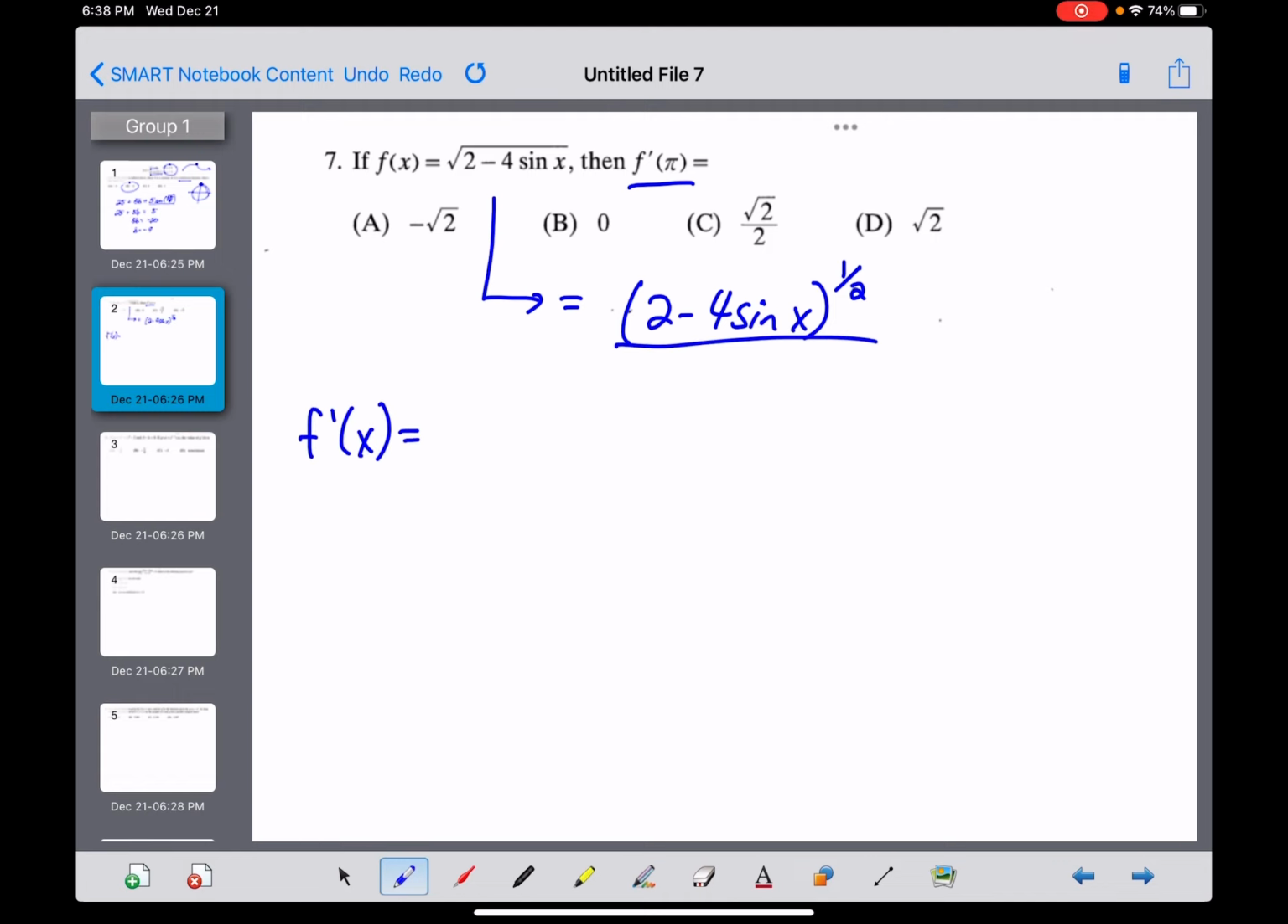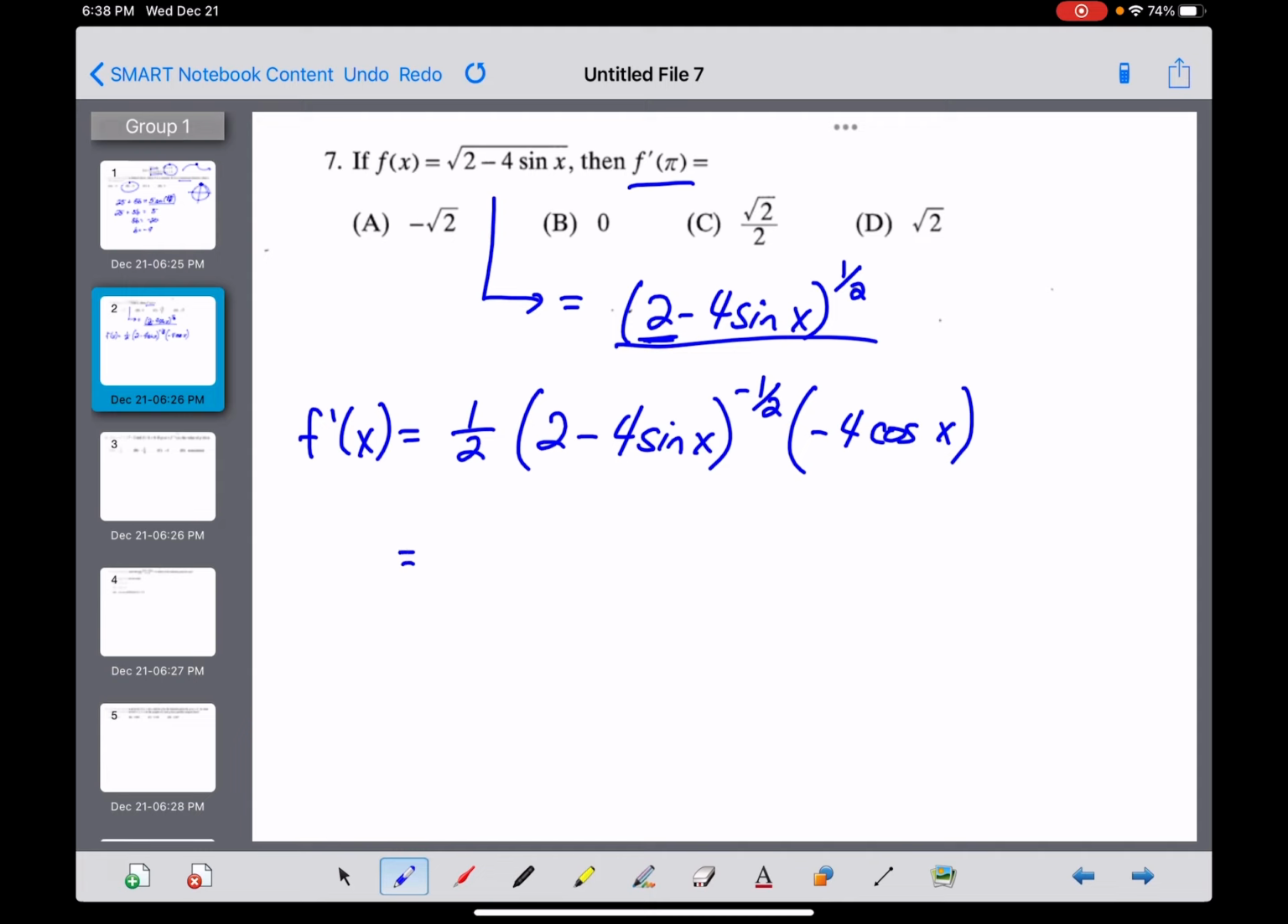So taking the derivative of this using the power rule, we're going to have a 1/2 times the same base, 2 minus 4 sine of x, and drop that power by 1 to the negative 1/2 power, times the derivative within. And this is going to get interesting. Now the derivative of that 2 is 0, so we can ignore that. And the derivative of a negative 4 sine of x is going to be a negative 4 times the cosine of x. And that's it for our derivative.